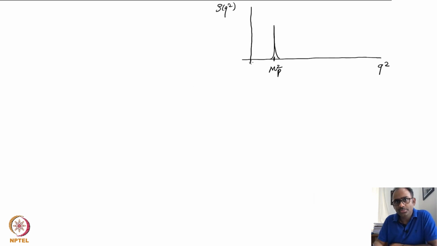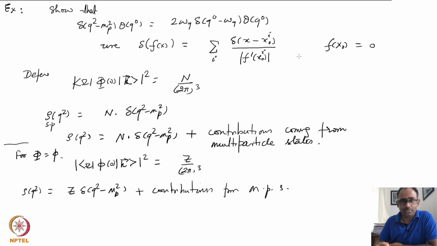So there is no contribution to rho of q square if q square is less than mp square. Now, let us ask what happens when you go above mp square. Do you have contributions coming from all these values? And the answer is no. Why? Because contribution from, not from here.